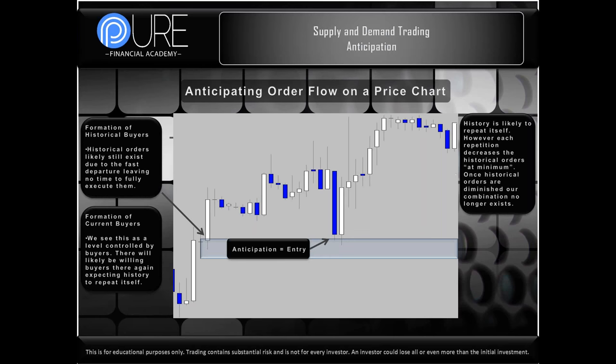Now, history is indeed likely to repeat itself, and we've seen this time and time again. I know we all have. However, it's important: each repetition decreases those historical orders at minimum, meaning they may not even be there, right? But if they are there and we keep hitting them, every time we go there, we're filling more and more of them. So eventually, even if the level continues to work out, it's all based on current orders then, not historical. And our methodology dictates we want to have both, not just one. So again, increasing the probability.